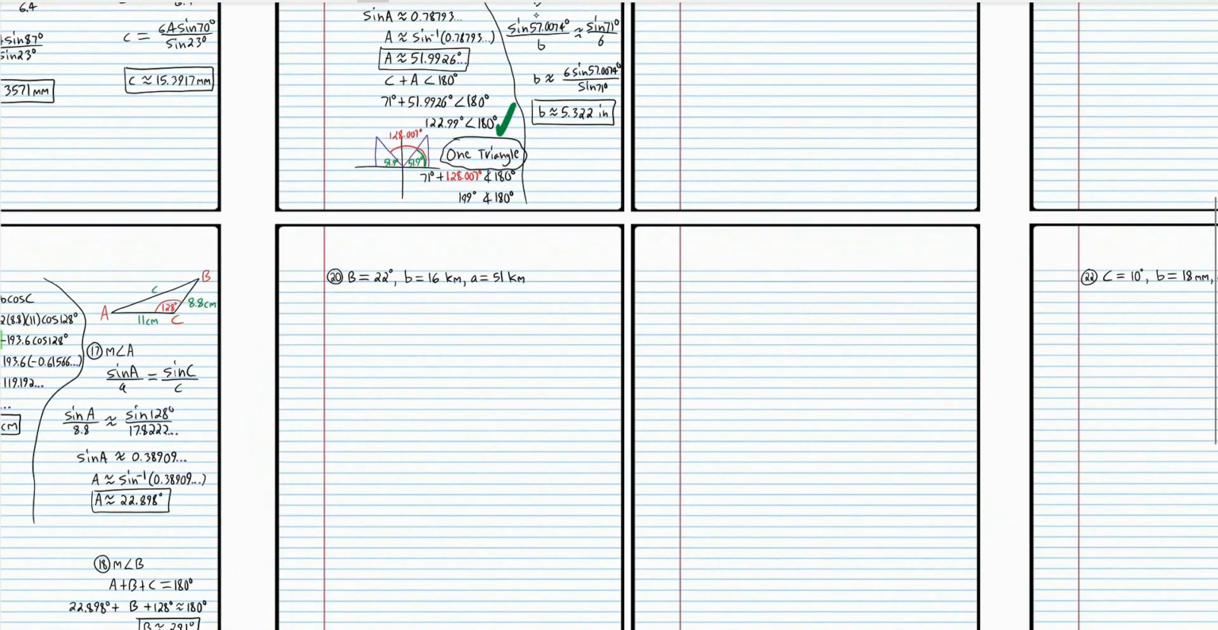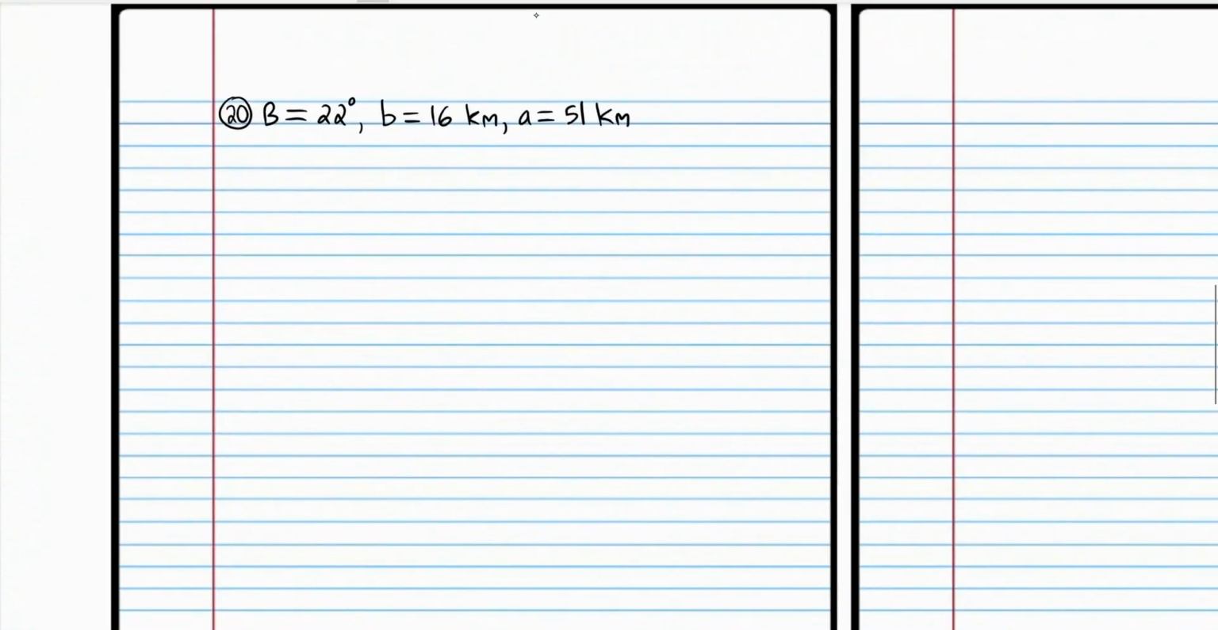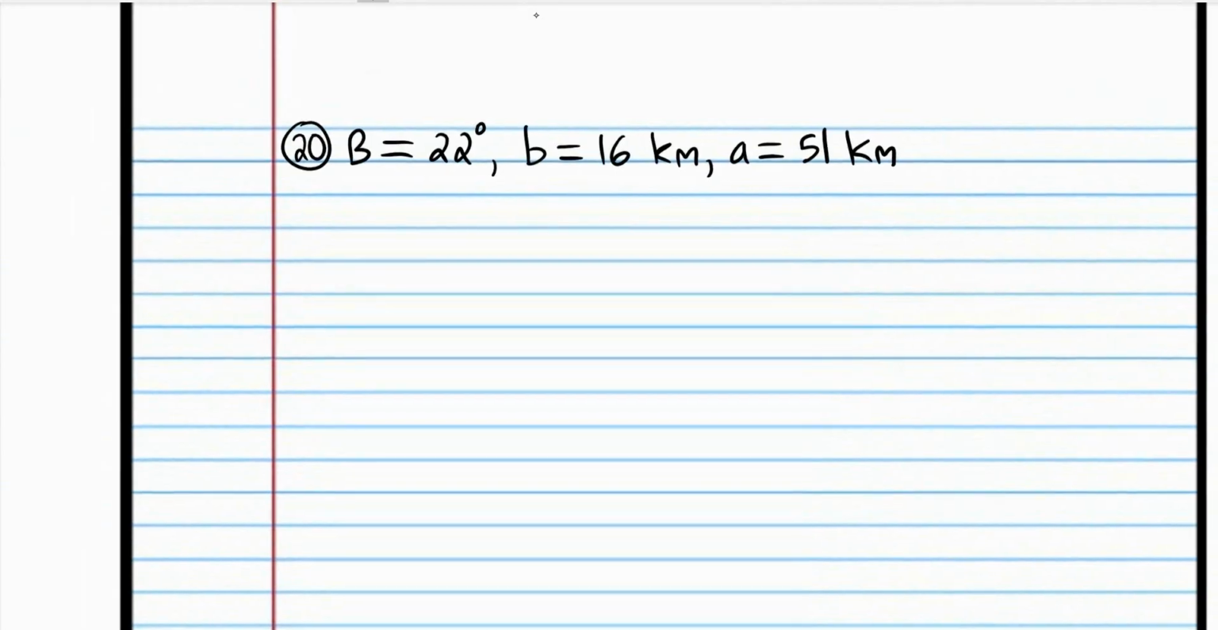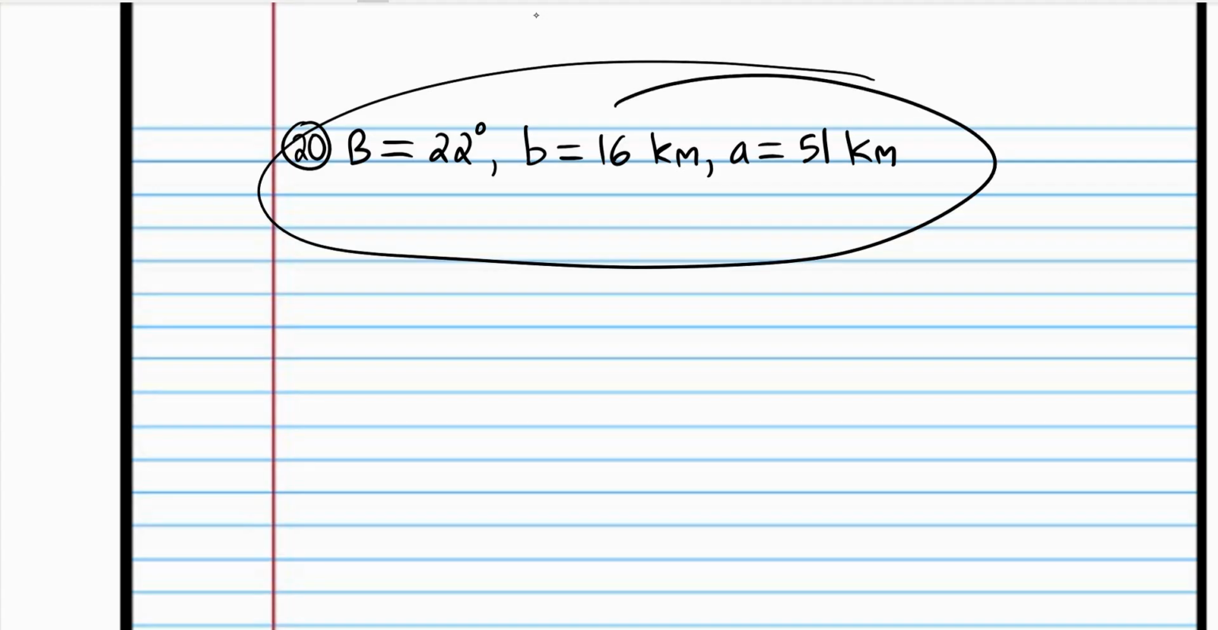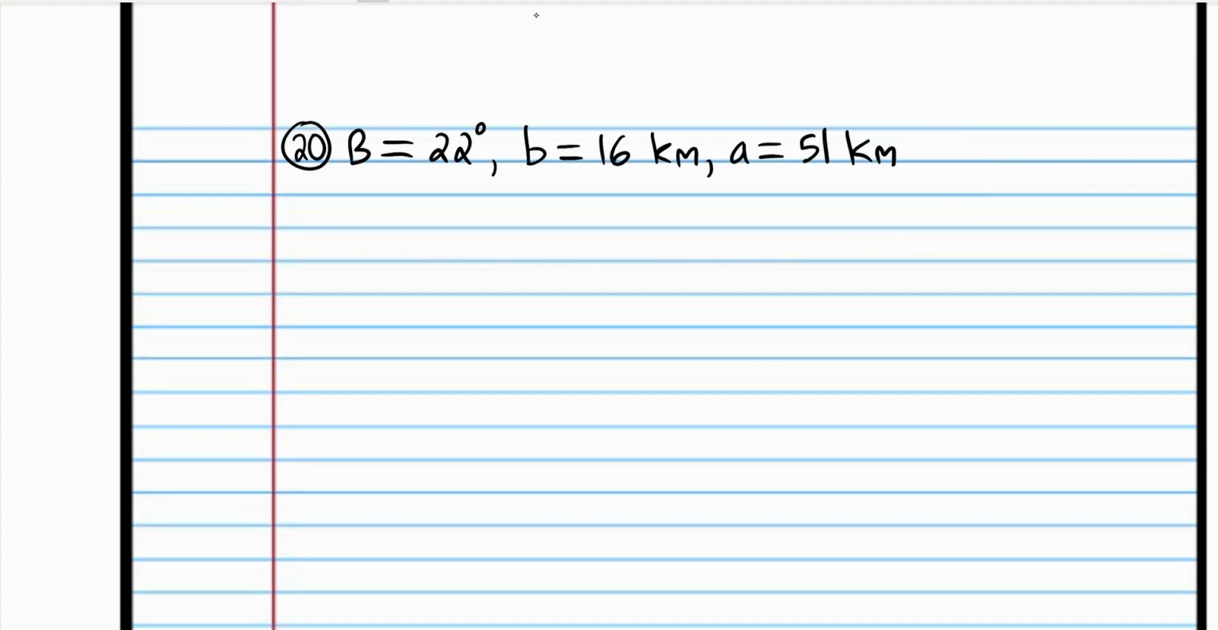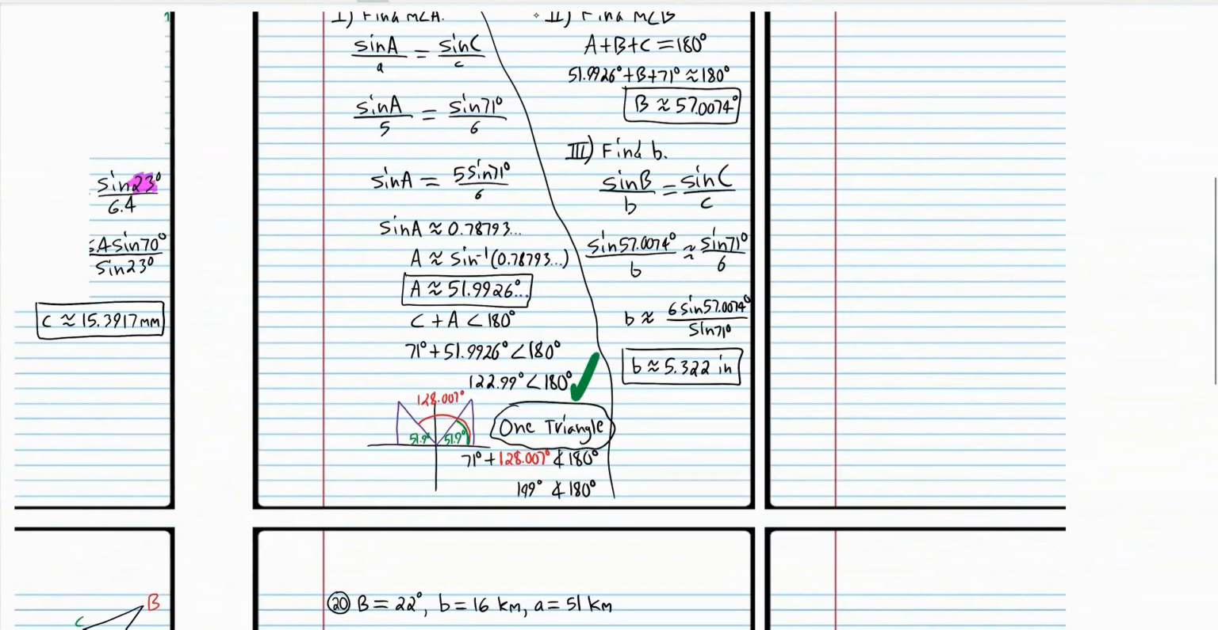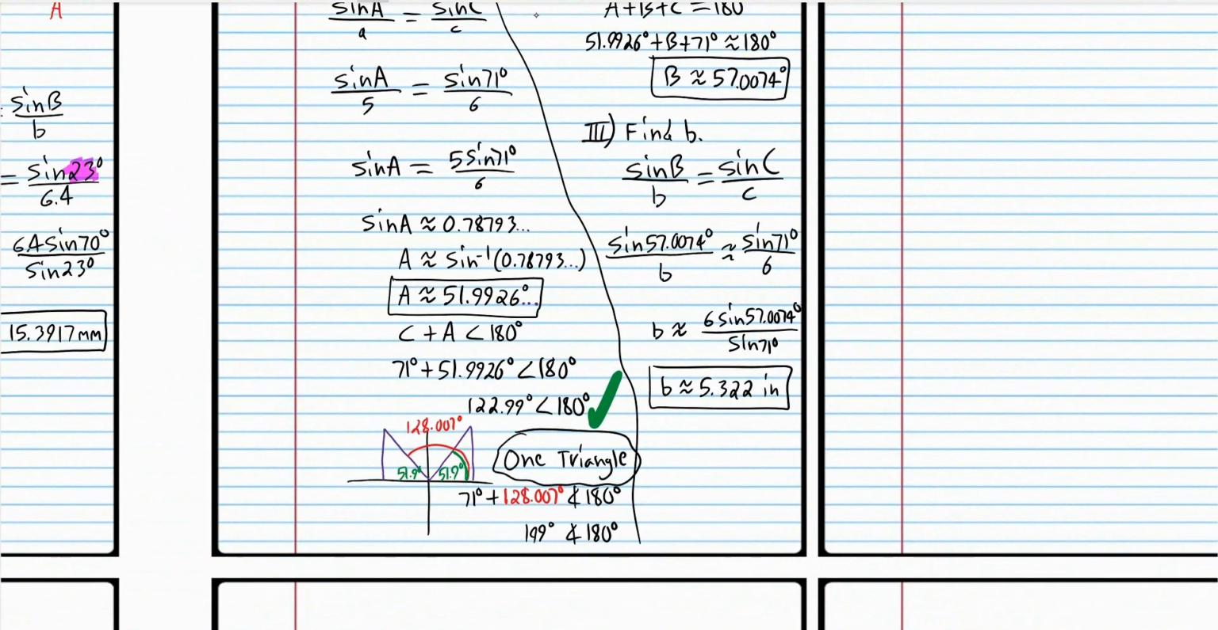Okay, on to number 20. So again, we have the same situation, and you can try this problem if you want. We have the SSA situation. There's ambiguity. We could have no triangle possible, one triangle possible, or two triangles possible. So you can try this if you want. You're going to use the law of sines. But remember, you have to make sure that sine A, or the value of sine, whatever the angle is going to be, A, B, or C, is not greater than 1.